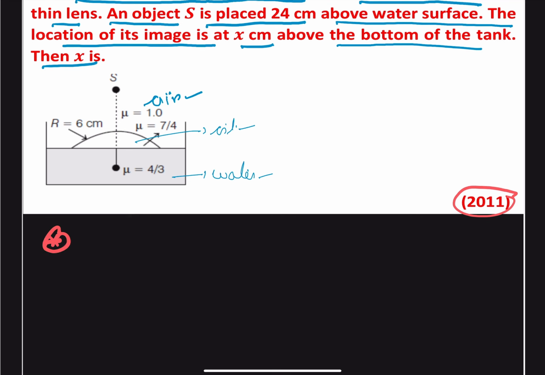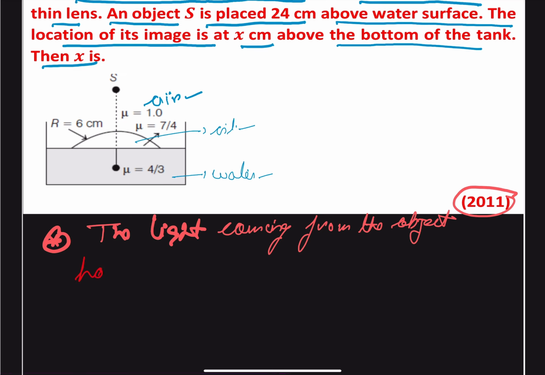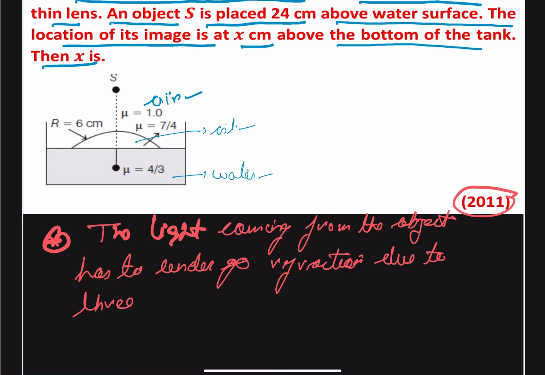So we can say that the light coming from the object has to undergo refraction due to three mediums interacting with each other.